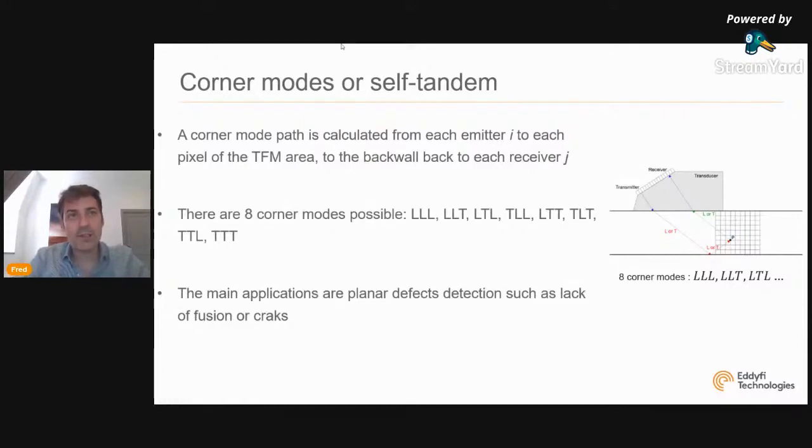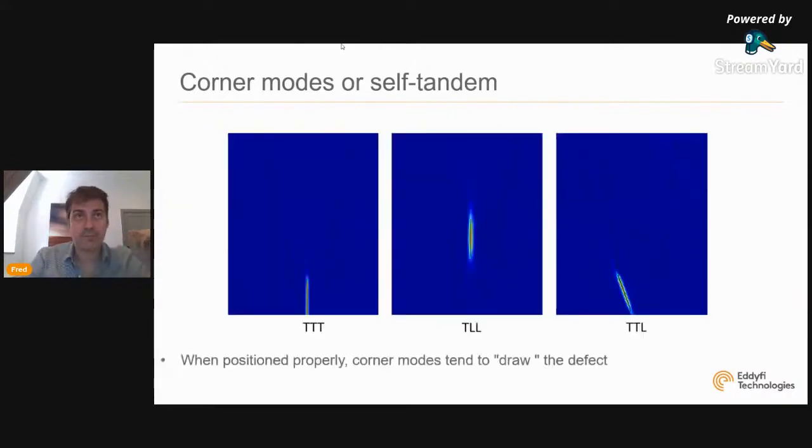What are the typical applications? Detection of planar defects, such as lack of sidewall fusion or cracks. Those ones are really looking at the specular echo perpendicular to this planar defect.